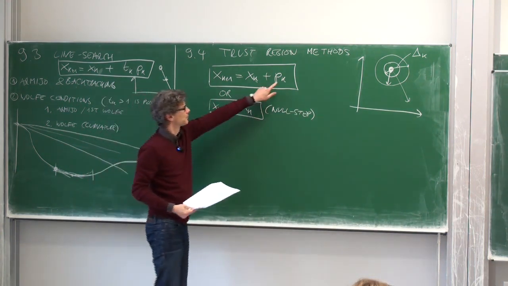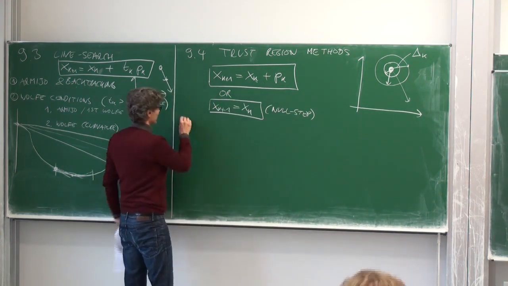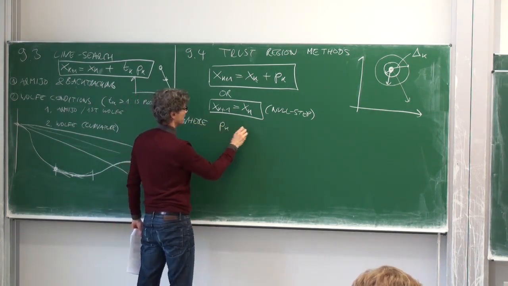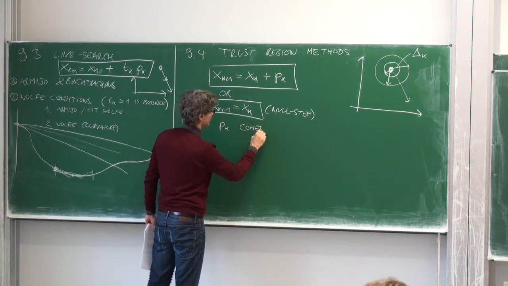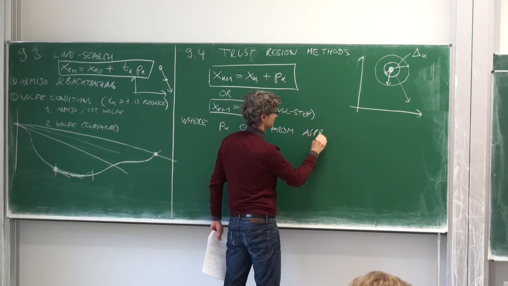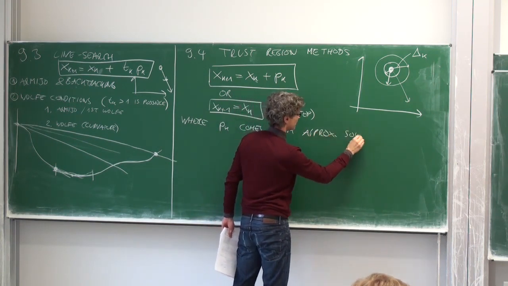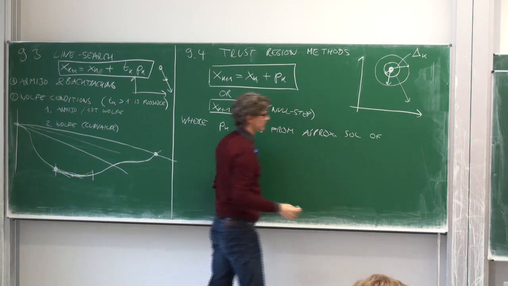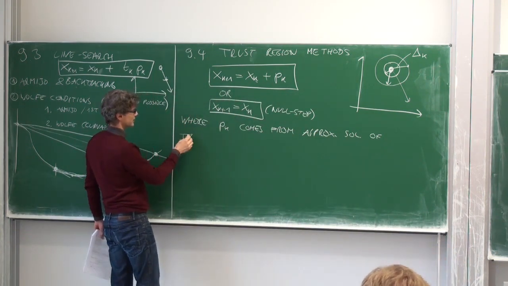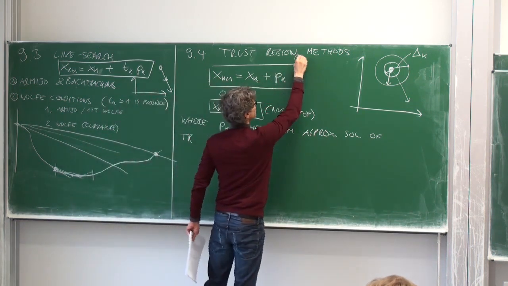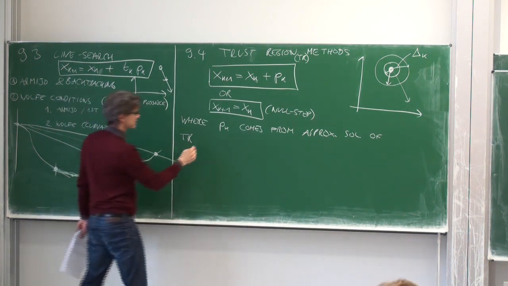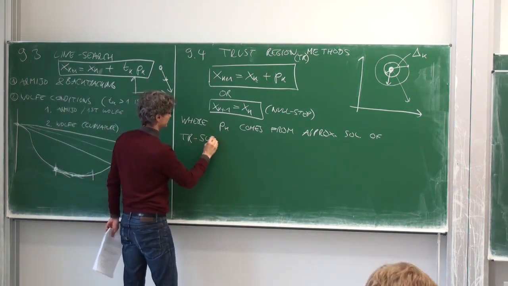And the pk we get from a trust region method, and it comes from an approximate solution, I should also say, of the so-called trust region subproblem. TR is always for trust region, so I will not write it again and again, I just say it once.